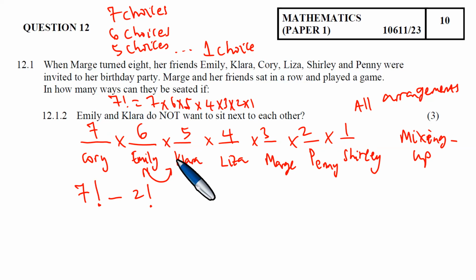And those now, we can organize them in 6 factorial ways. And therefore the answer here becomes 3,600. If you use a calculator, 7 factorial minus 2 factorial times 6 factorial, which is 3,600. Next question, please.